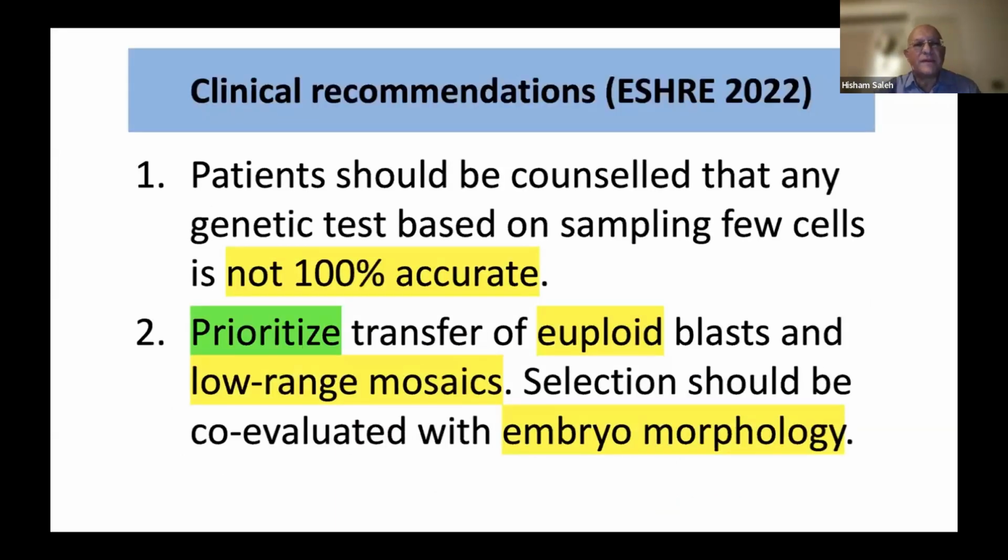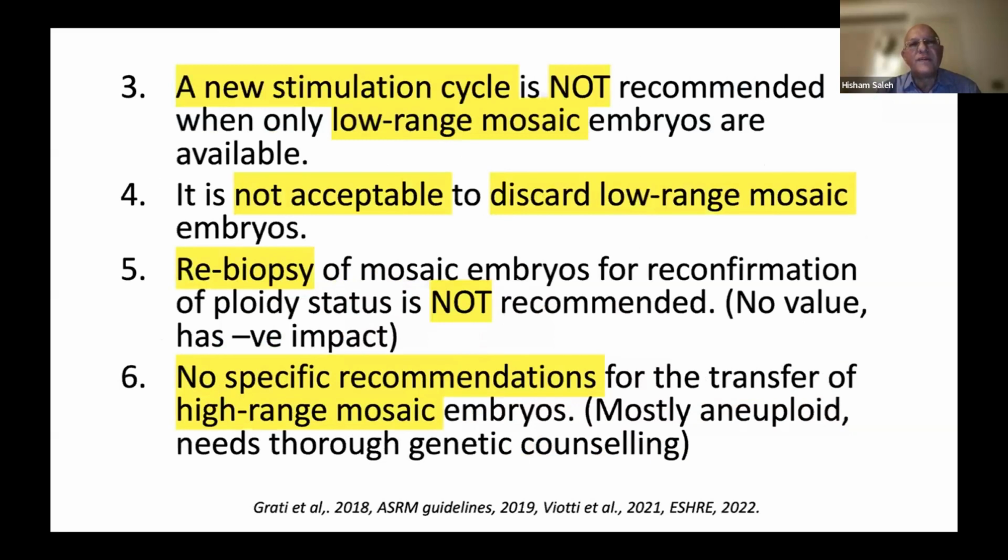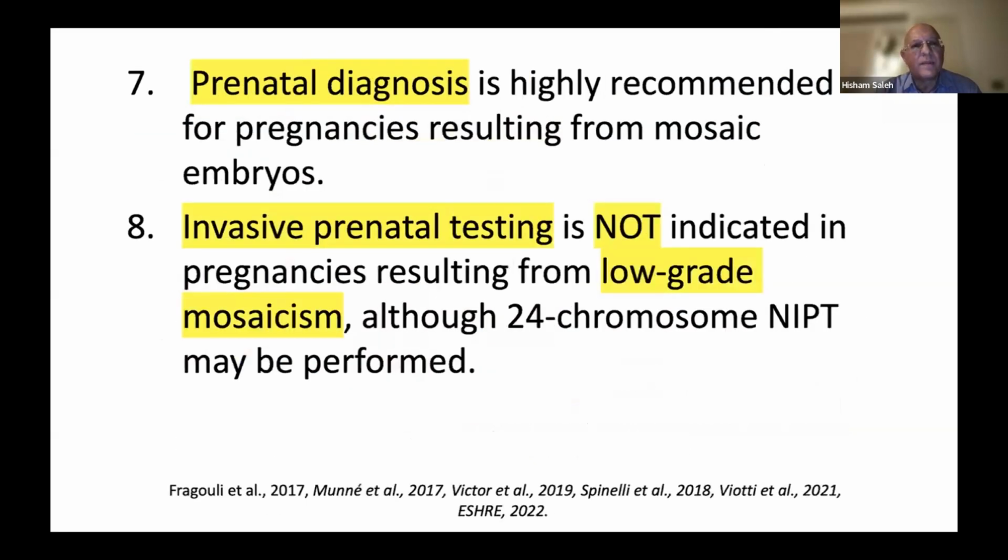So our recommendations: patients should be counseled that PGT-A is not 100% accurate. We should prioritize euploid embryos and low-grade mosaic embryos together with morphology. A new stimulation cycle is not recommended when you have only low-range mosaic embryos. Low-range mosaic embryos should never be discarded. Rebiopsy is not recommended for mosaic embryos, and there is no specific recommendation for high-range mosaic embryos. Prenatal diagnosis is required. However, invasive prenatal testing is not needed when you have low mosaic embryo transfers.